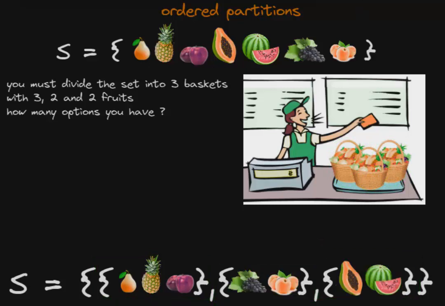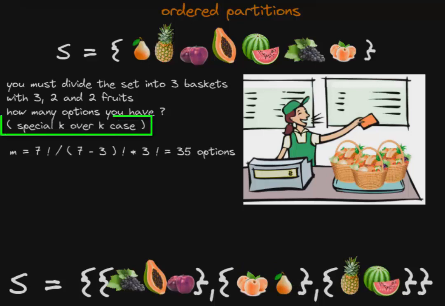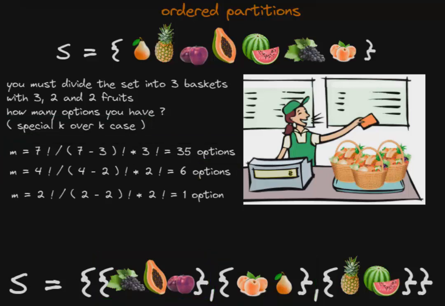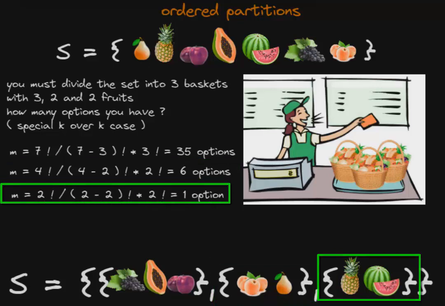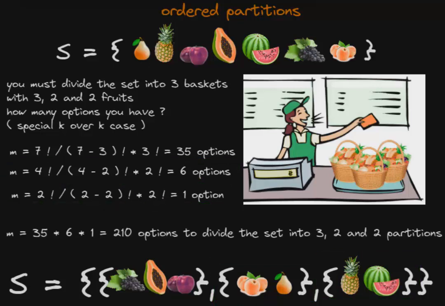To solve this, we use the n over k combination until no elements are left. First, we have 7 combination 3, then 4 combination 2 is left, and last, 2 combination 2. Finally, we apply the product rule. There are 210 different options to distribute the set in this format.